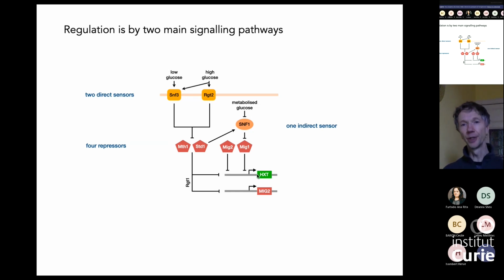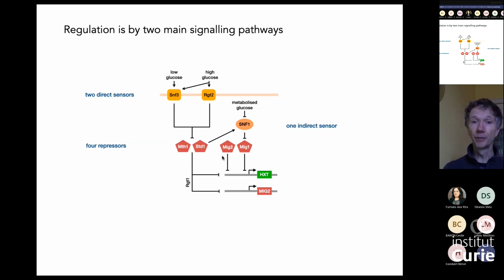And there's another pathway that responds not to extracellular glucose, but to the effects of metabolized glucose. It's not exactly clear what it responds to. It's possible it's levels of ADP. But anyway, we can think of it as responding to metabolized glucose. And this kinase, which is AMP kinase in mammalian cells, controls another repressor, MIG1, inhibiting it, which also inhibits the HXT gene.